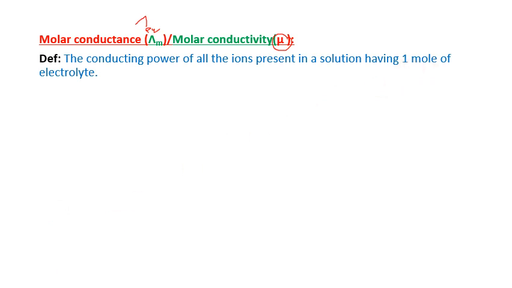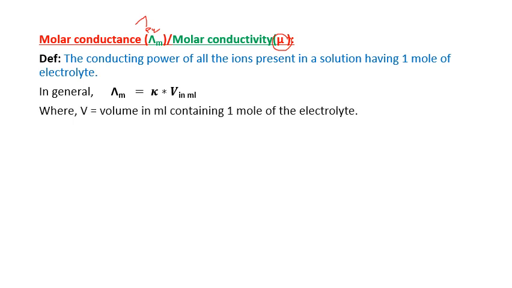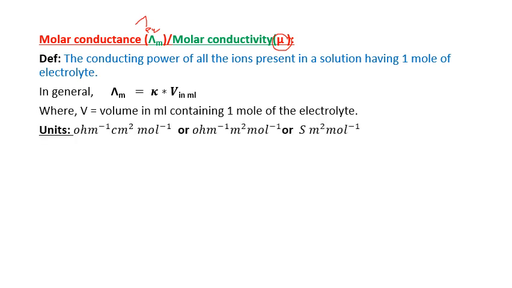Next. In general, molar conductance equals kappa into V in ml, where V is the volume in ml containing 1 mole of the electrolyte. Units: ohm inverse, centimeter square, mole inverse. In the earlier case, it was ohm inverse, centimeter square, gram equivalent inverse. But here equivalent inverse has been replaced with mole inverse. Be attentive, units are very important.